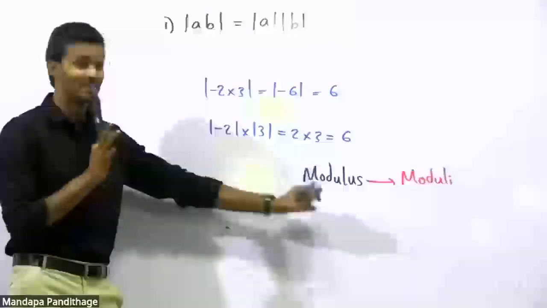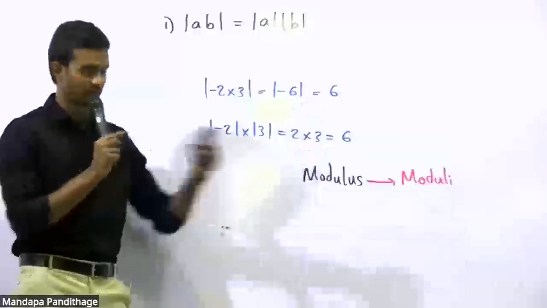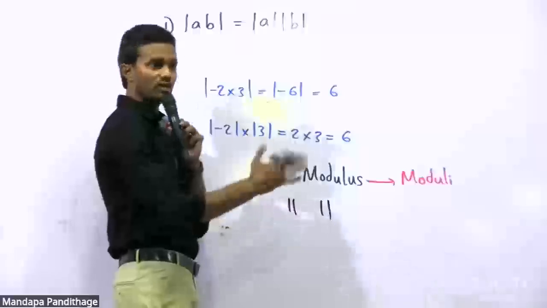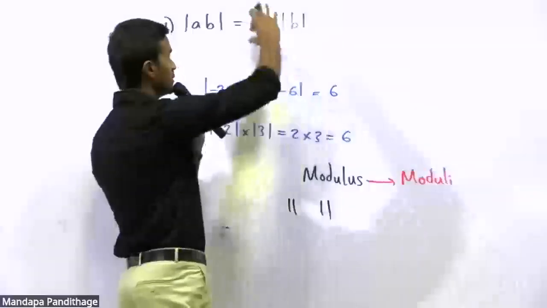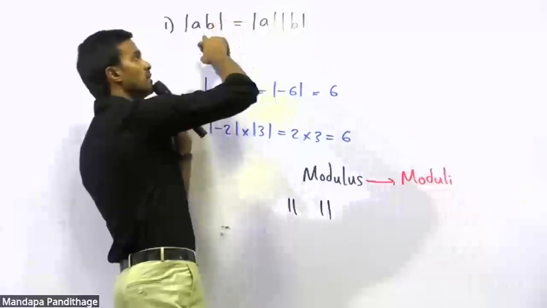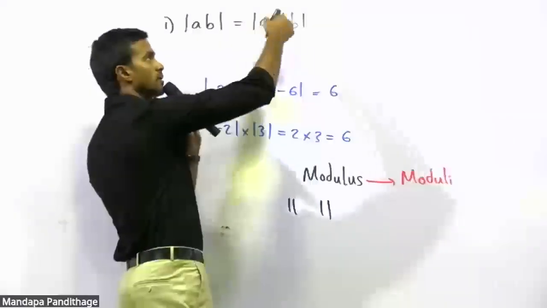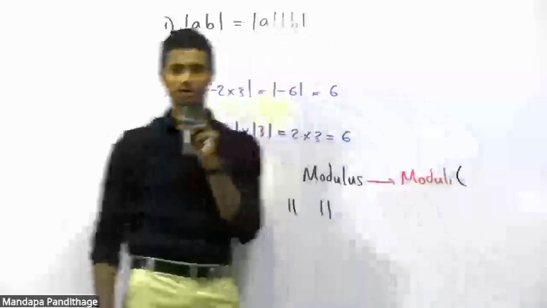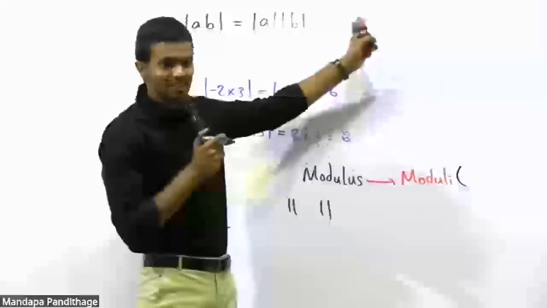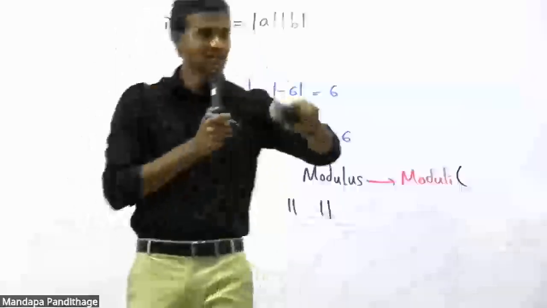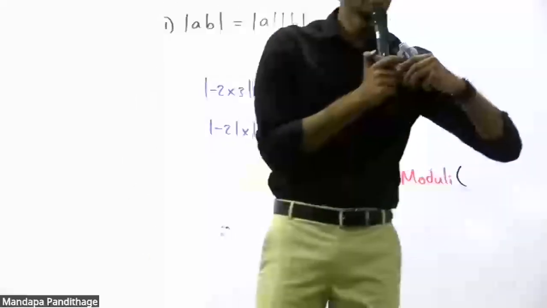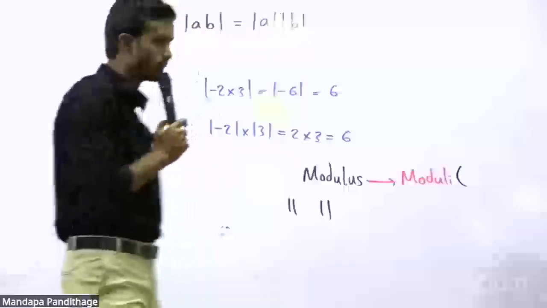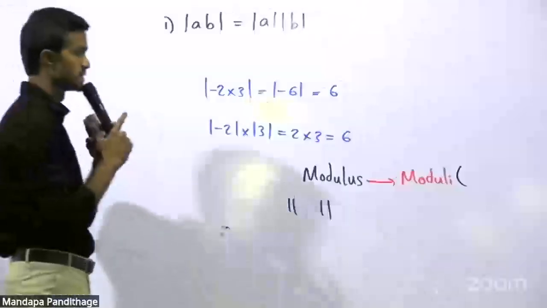So is that something different? No, it's not like that. When I say moduli, we are referring to two modulus. Clear? I'm just giving that name. The modulus of a product is equal to the product of the two moduli, within brackets, plural of modulus. Write that down: the modulus of a product is equal to the product of the two moduli, within brackets, plural of modulus.